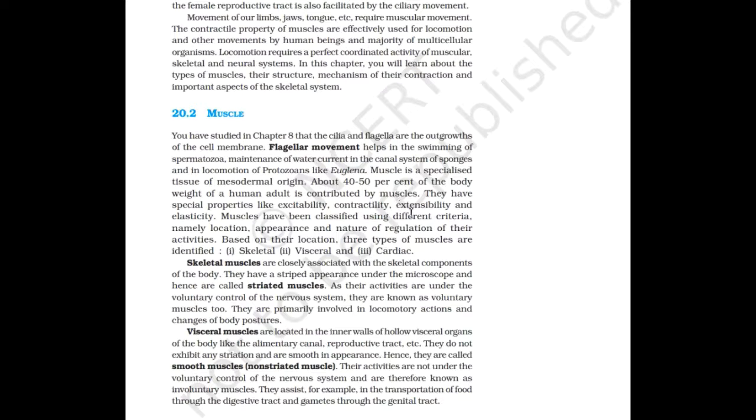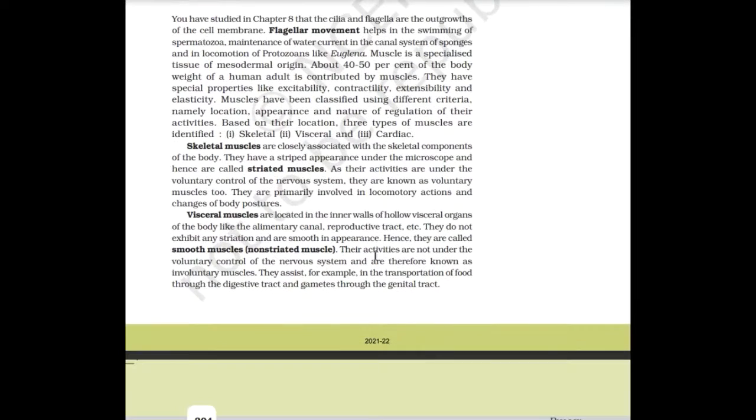Muscles have been classified using different criteria, namely location, appearance, and nature of regulation of their activities. Based on their location, three types of muscles are identified. First is skeletal, second visceral, and third is cardiac. Skeletal muscles are closely associated with the skeletal component of the body. They have a striped appearance under the microscope and hence are called striated muscles. As their activities are under the voluntary control of the nervous system, they are known as voluntary muscles too. They are primarily involved in locomotory actions and change of body postures.